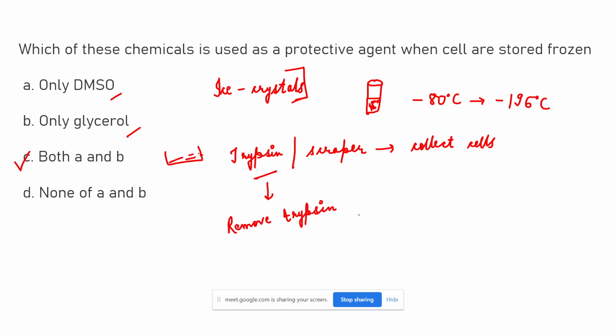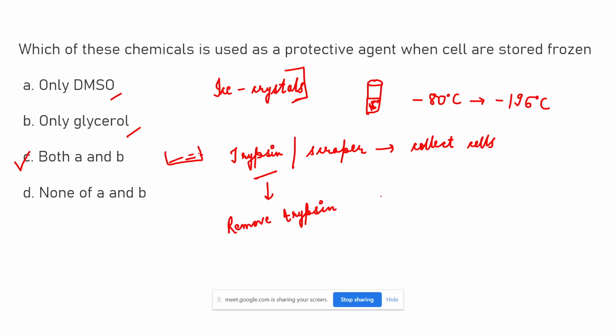So trypsin is a protease. If you leave your cells too long in trypsin, then it will degrade your cells. And like the DMSO, the media that we use, DMEM, if it has trypsin, it also has serum. So it is going to interfere with your freezing process. It is going to interfere with your cryoprotectant.